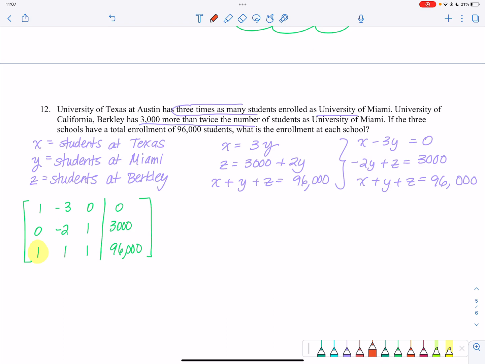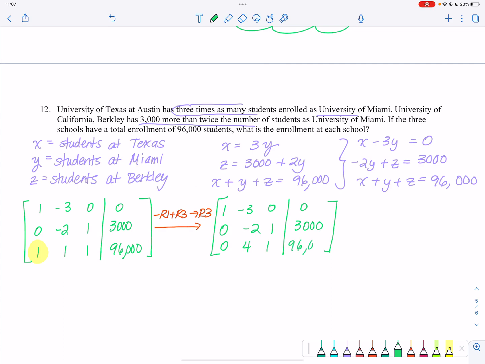And all we have to do is take the opposite of row 1 and add it to row 3, and we'll replace row 3 with that. So row 1 and row 2 are unchanged. And now we're going to take the opposite of row 1 and add it to row 3. And there you have it.